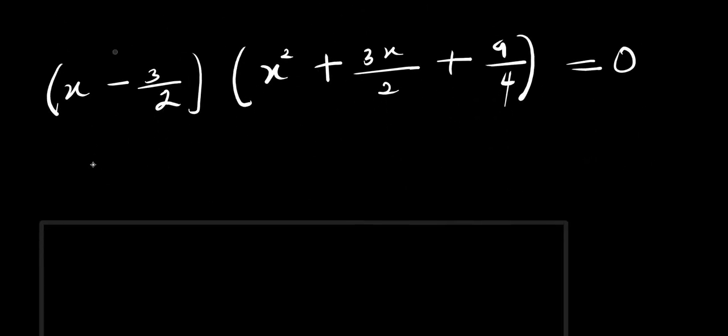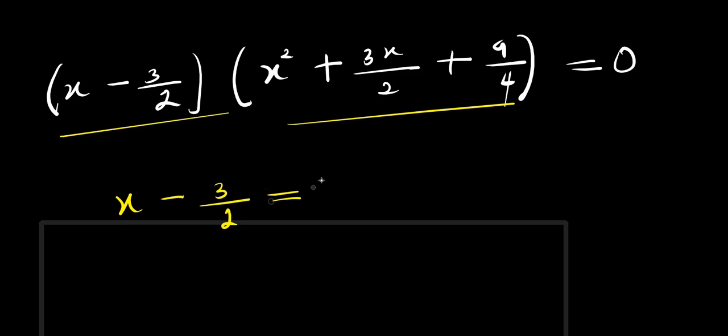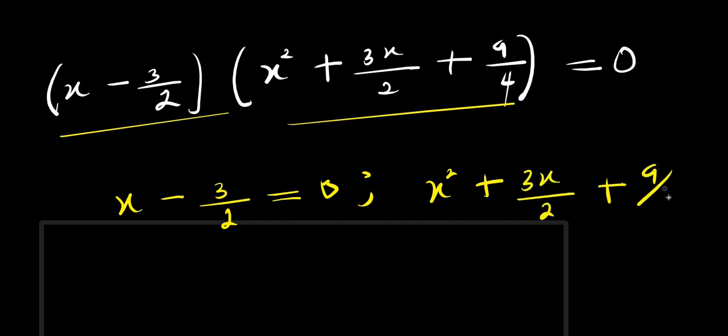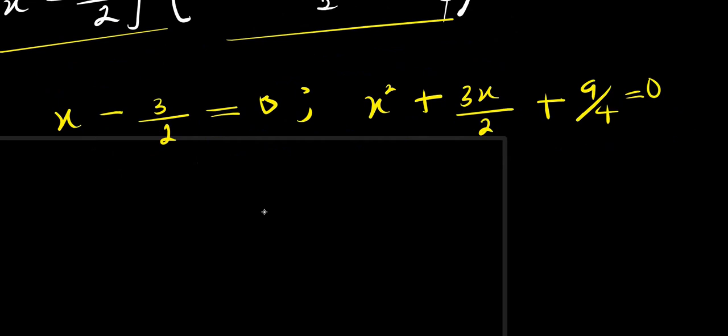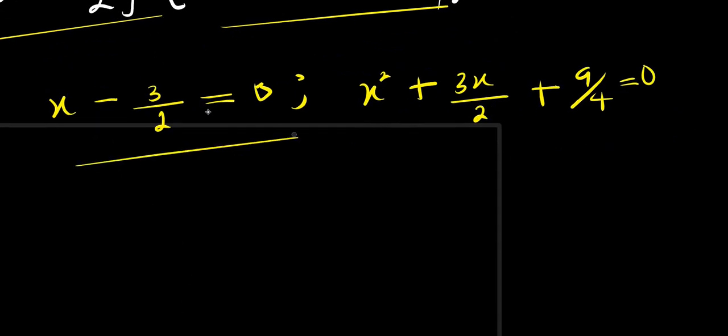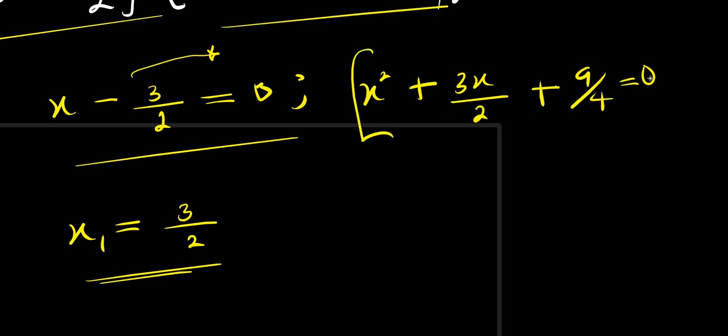So from here, I will equate each of these to 0. I have x minus 3 over 2 equals 0. I also have x squared plus 3x over 2 plus 9 divided by 4 equals 0. So let's solve these individual equations. For this one here, I will move this over here. I will have x equals 3 over 2. This is my x1.